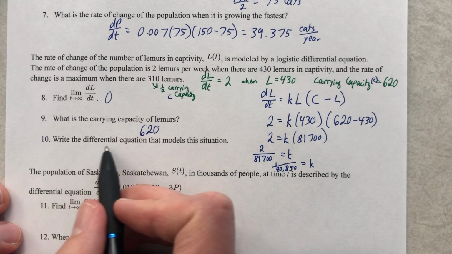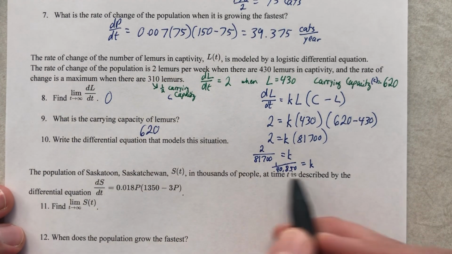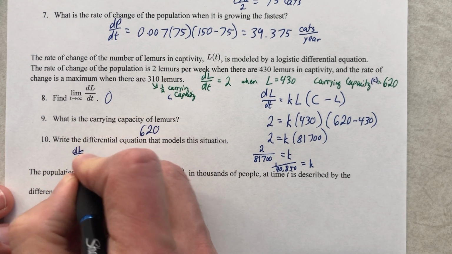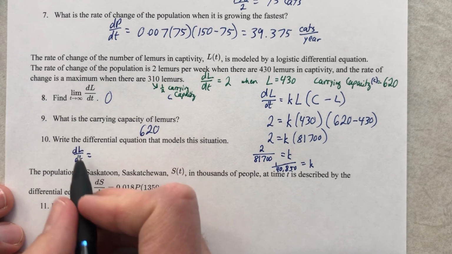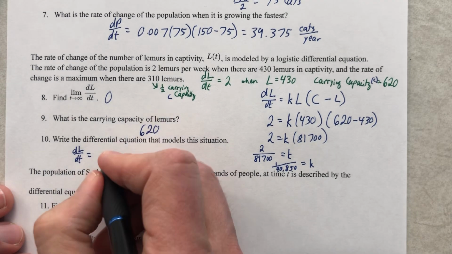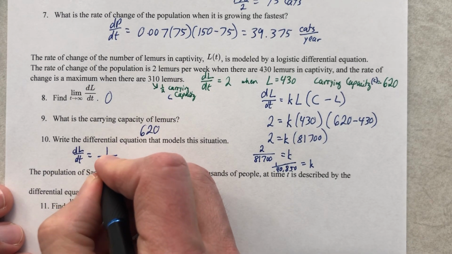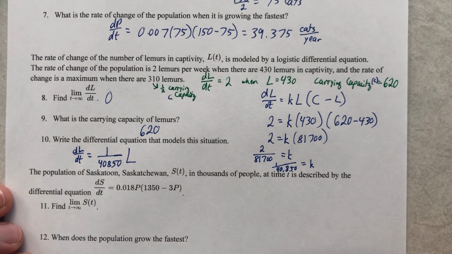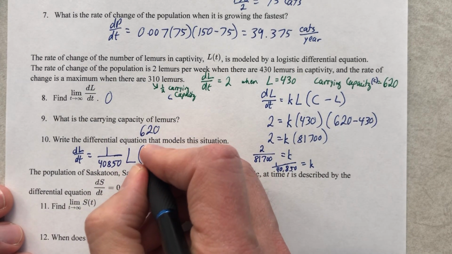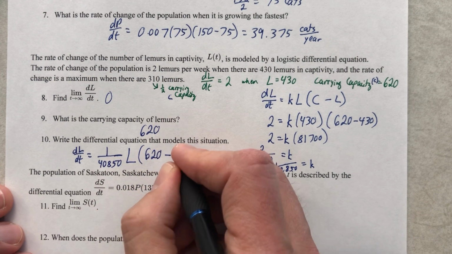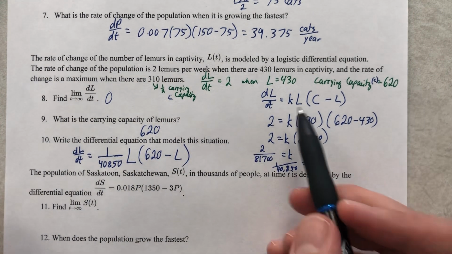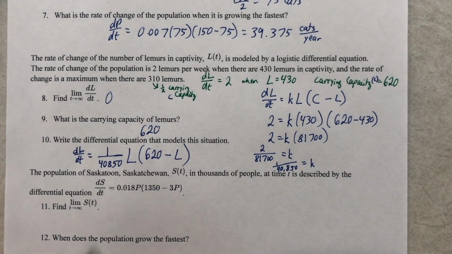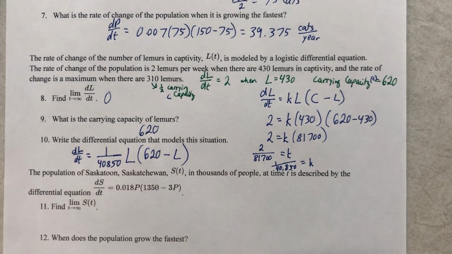Number 10, write the differential equation. Oh, good thing we did all this work. So the rate of change of lemurs is, and this is a differential equation, so we need the slope. It is K times the population of lemurs, and then the carrying capacity minus the number of lemurs. And again, I'm using this general structure to guide what I'm doing. So we could plug in lemurs and get the rate of change of lemurs.